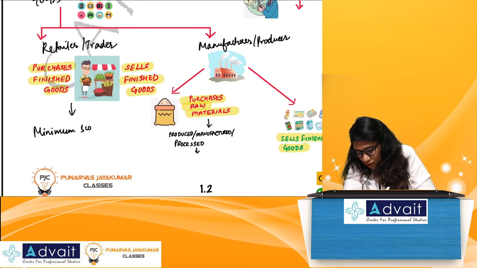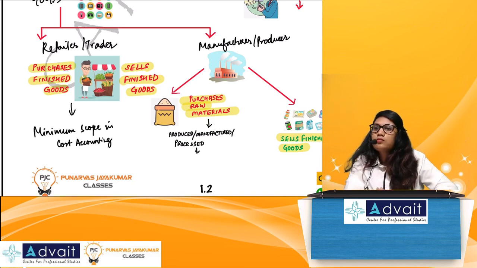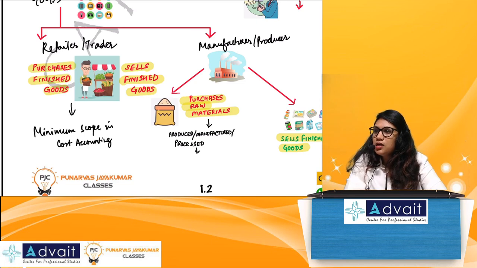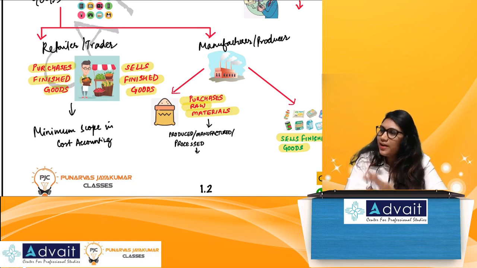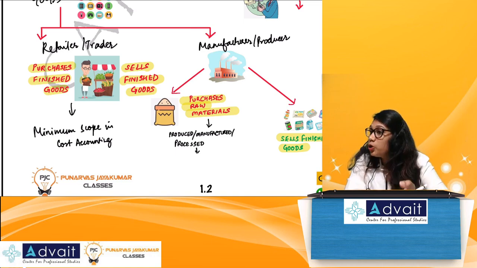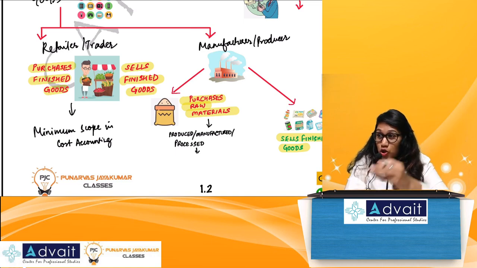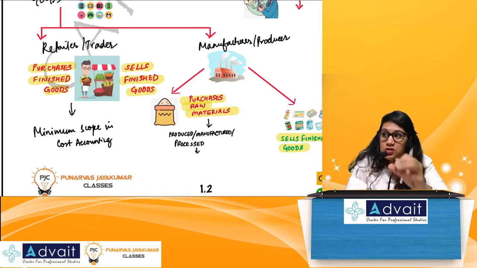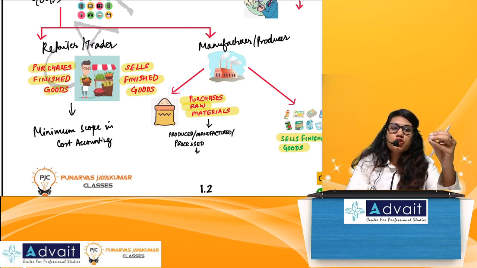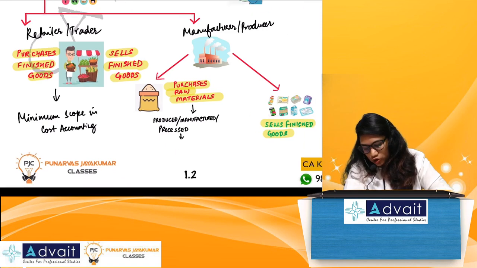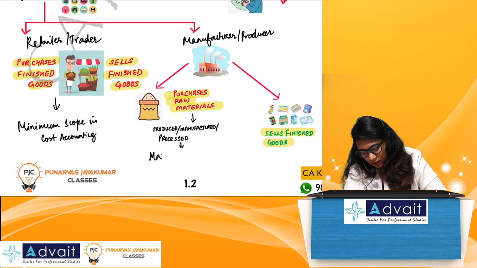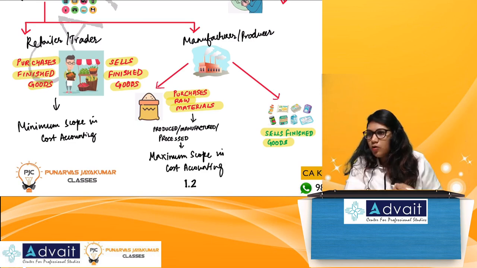Okay, so what will we say? Minimum scope in cost accounting. Okay, we are not going to analyze the behavior of a retailer or trader that much. Okay, which means whom are we going to analyze? Manufacturer. So maximum scope of this subject is for the manufacturer. Okay, so the maximum emphasis will be on the manufacturer or producer. Okay, so let's say maximum scope in cost accounting. Hope you're filling it.